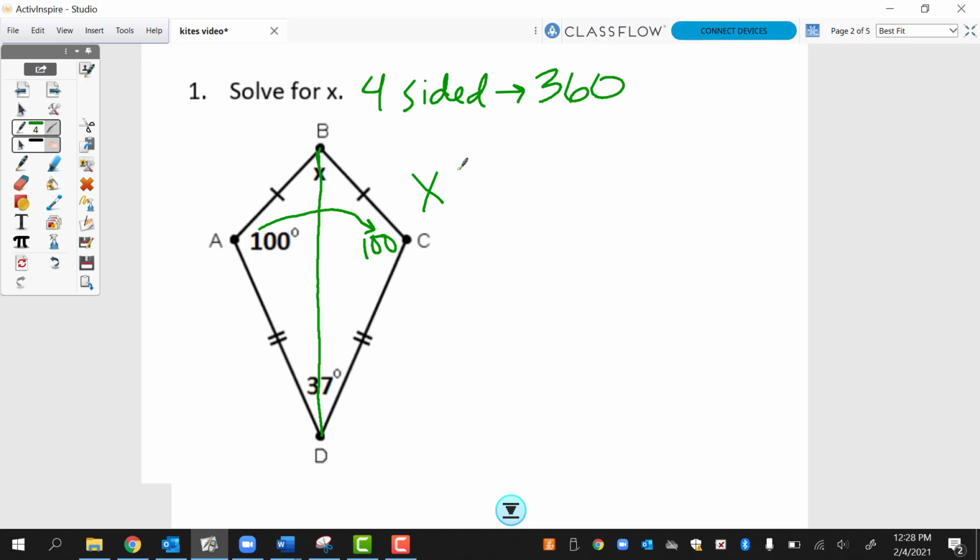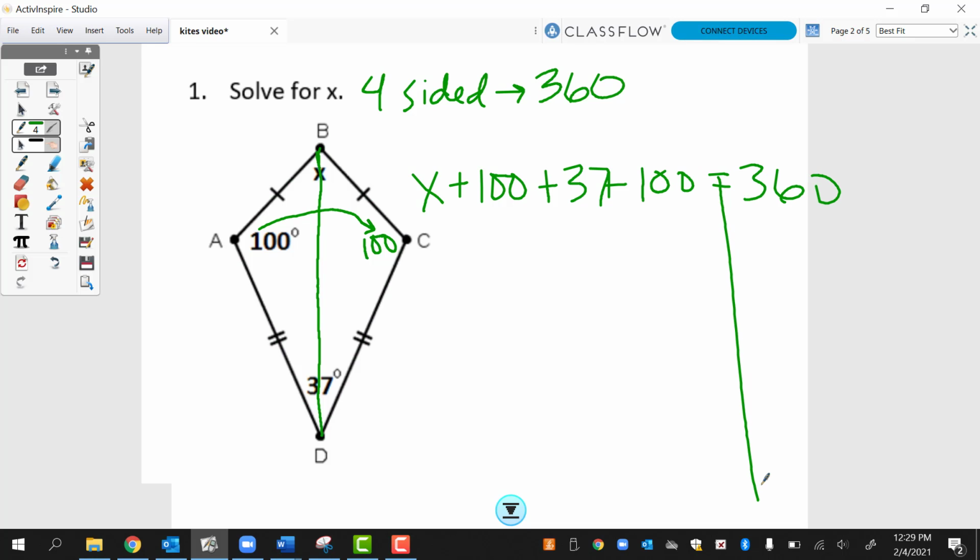And I know that those are supposed to add up to 360. So I'm going to solve this equation. How do I do that? Well, there's no other x's to combine, so I'm just going to drop x down. But the other numbers, the 100, the 37, and the 100, I need to add them together. There we go. 100, 37, 100. 100 plus 37 plus 100, I would type that into Desmos and I would get 237.